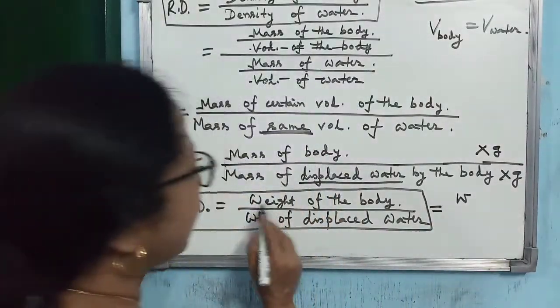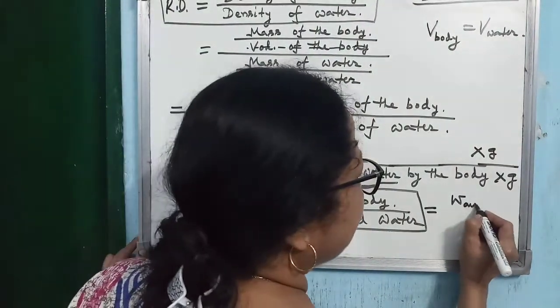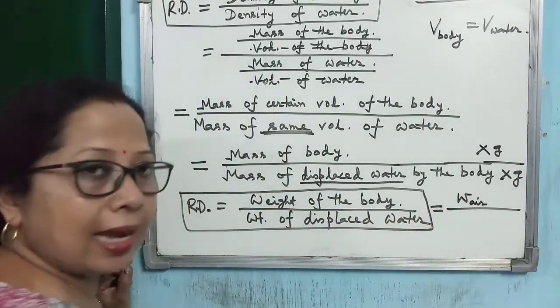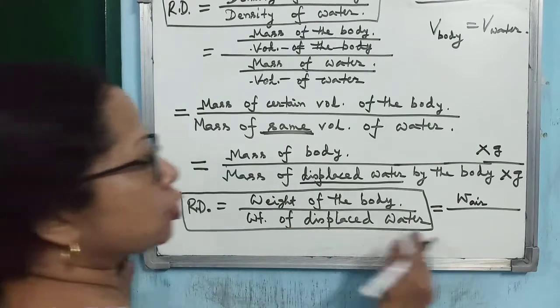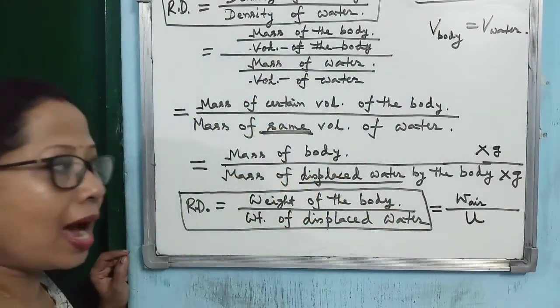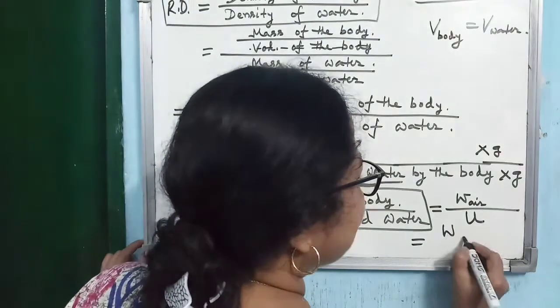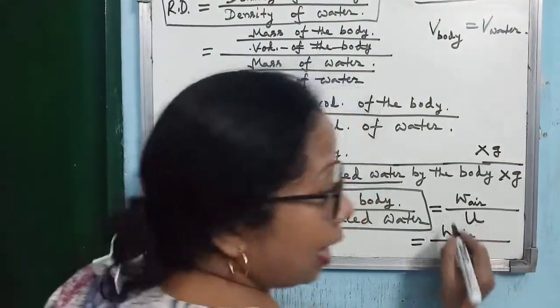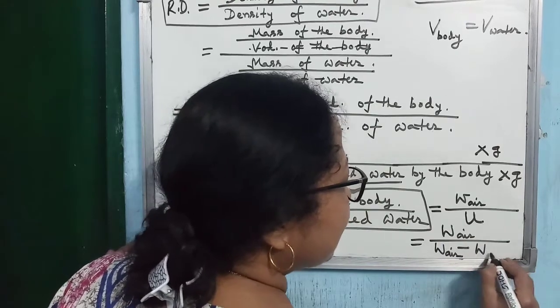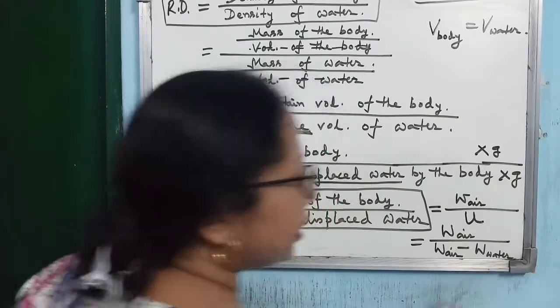So you see, you can write weight of the body, I am writing it, weight in air. W in air, weight of the body in air. And weight of displaced water is nothing but upthrust. Can you write? Again, upthrust is equal to what? Upthrust is equal to weight of the body in air minus weight of the body in water.